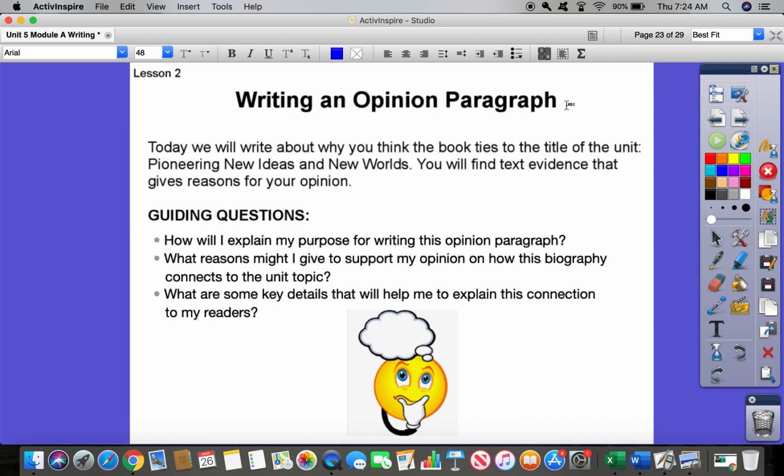Okay, so writing an opinion paragraph. Today we will write about why you think the book ties to the title of the unit, Pioneering New Ideas and New Worlds. You will find text evidence that gives reasons for your opinion. So again, some guiding questions to help us think before we write. How will I explain my purpose for writing this opinion paragraph? What reasons might I give to support my opinion on how this biography connects to the unit topic? And what are some key details that will help me to explain this connection to my readers?